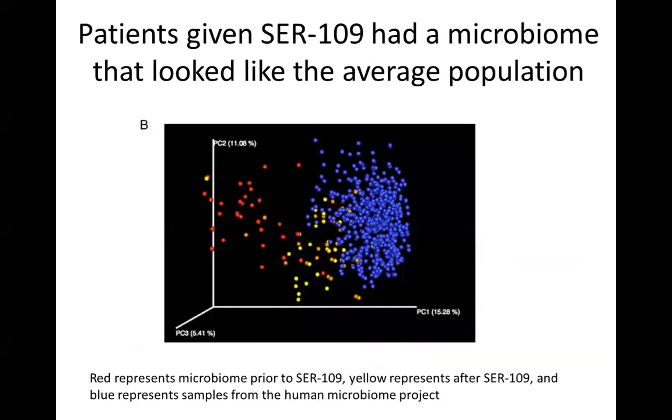This is just from the same phase two study. But this is back to diversity again. This is a PCA plot, it's called. Here's our healthy microbiome right here, all this blue stuff. This is what we look like. And so consider blue good in this particular case.